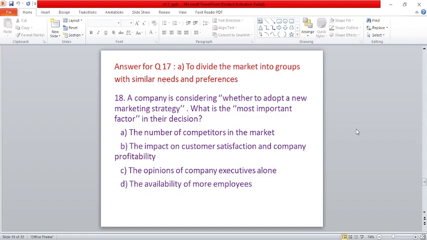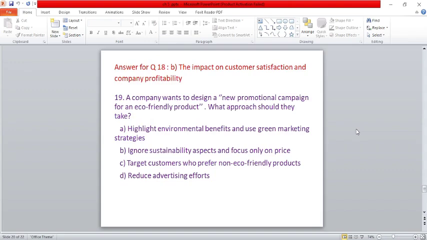Question number 19. A company wanted to design a new promotional campaign for an eco-friendly product. What approach should they take? A. Highlight environmental benefits and use green marketing strategy. B. Ignore sustainability aspects and focus only on pricing. C. Target customers who prefer non-eco-friendly products. D. Reduce advertising effort. The answer for question number 19 is A. Highlight environmental benefits and use green marketing strategy.